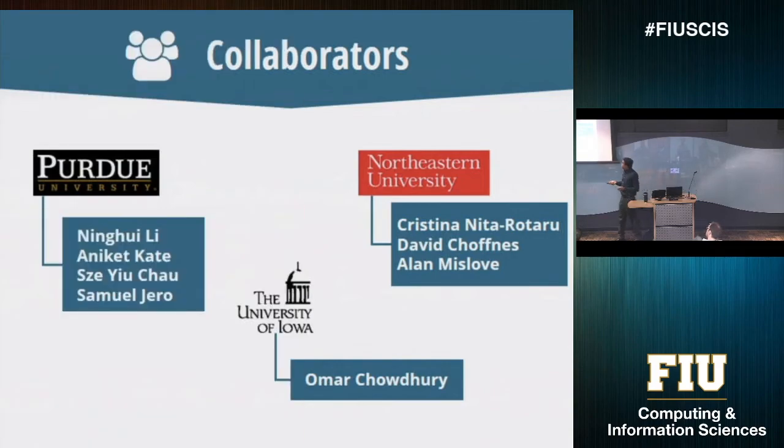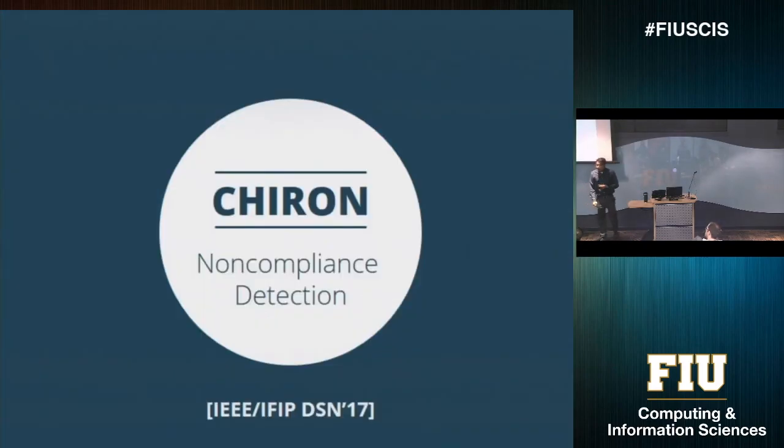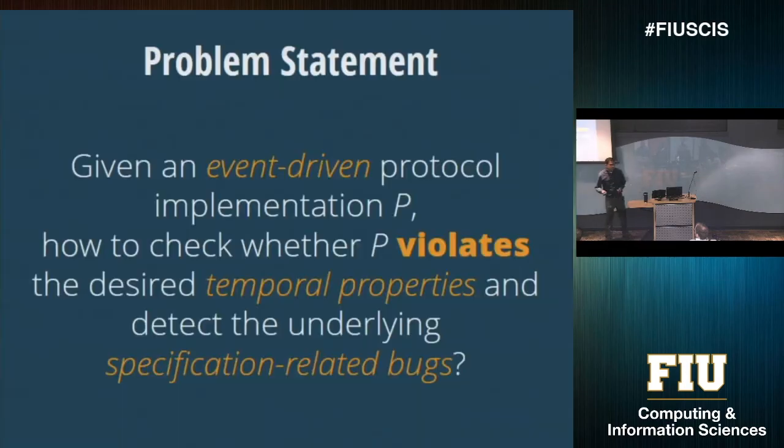So, okay, let's move on to the systems that I want to talk about. One is CHIRON and then SymCerts. CHIRON is a non-compliance detection tool that we built for stateful network protocol implementations. So the problem statement goes as follows: given an event-driven protocol implementation P, how can we check whether P violates the desired temporal properties? And can we detect the underlying specification-related bugs there?